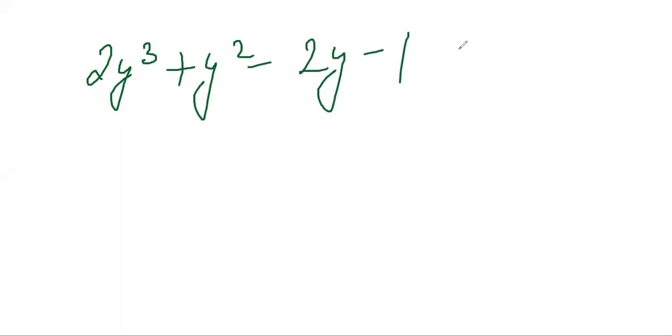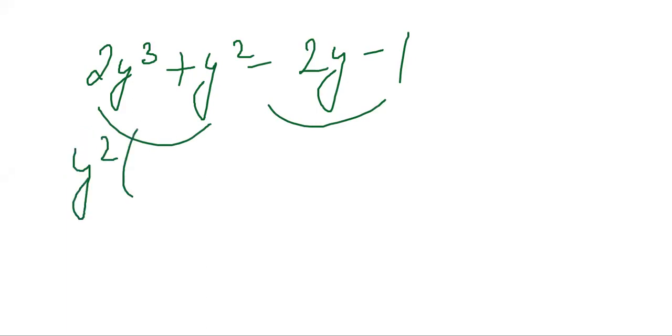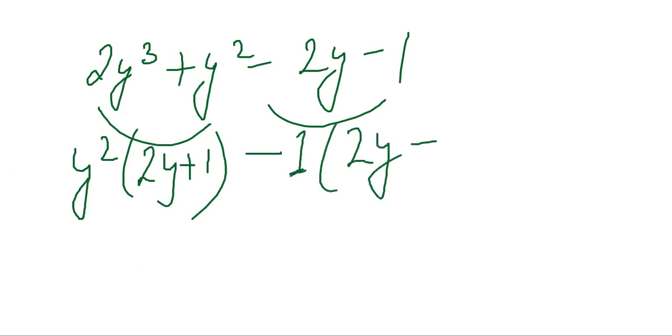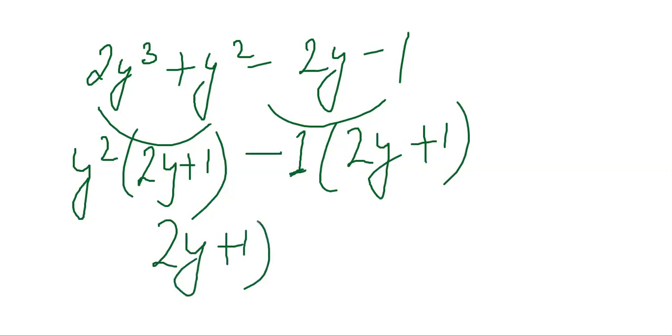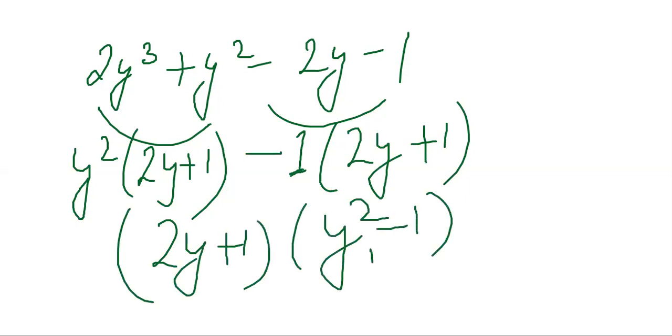The next part of this question 5 is 2y cube plus y square minus 2y minus 1. If you see here, it can be solved directly also if you make the pairs. If you take y square common, you will get 2y plus 1. If you take minus 1 common here, then you get 2y plus 1 inside. Then 2y plus 1 is common, and what is left inside? y square minus 1. Then you can open y square minus 1 as y plus 1, y minus 1.